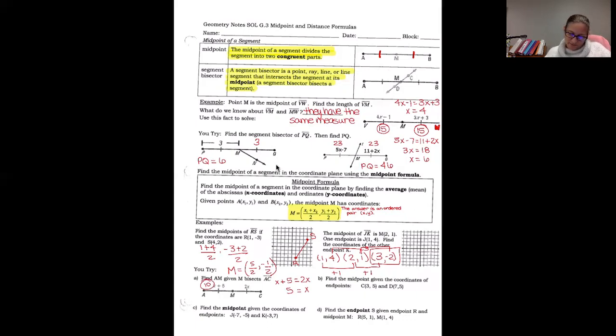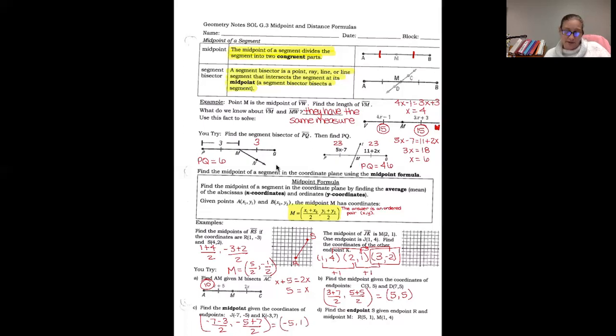Find the midpoint given the coordinates of the endpoints. So add the x's, divide by 2, add the y's, divide by 2. 10 divided by 2 is 5, and 10 divided by 2 is 5. So 5, 5 would be your midpoint there. Add the x's, divide by 2, add the y's, divide by 2, and you get negative 5, 1.